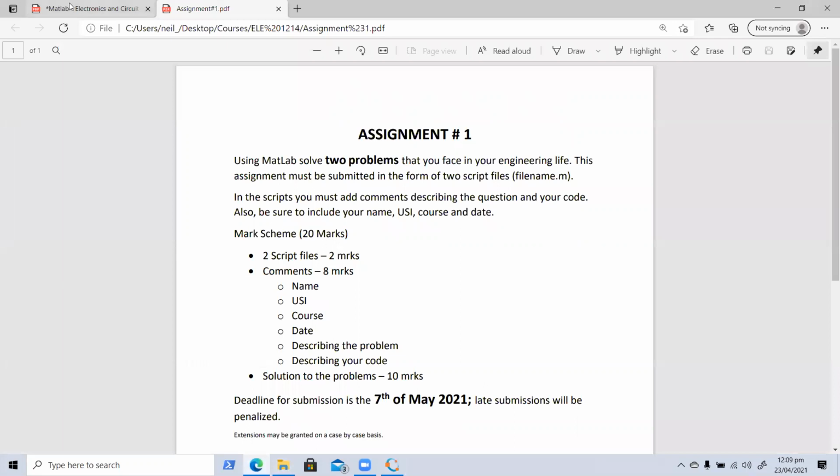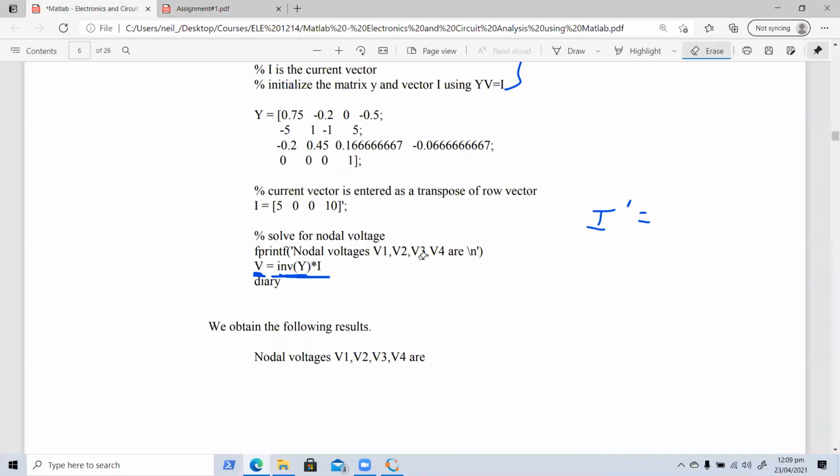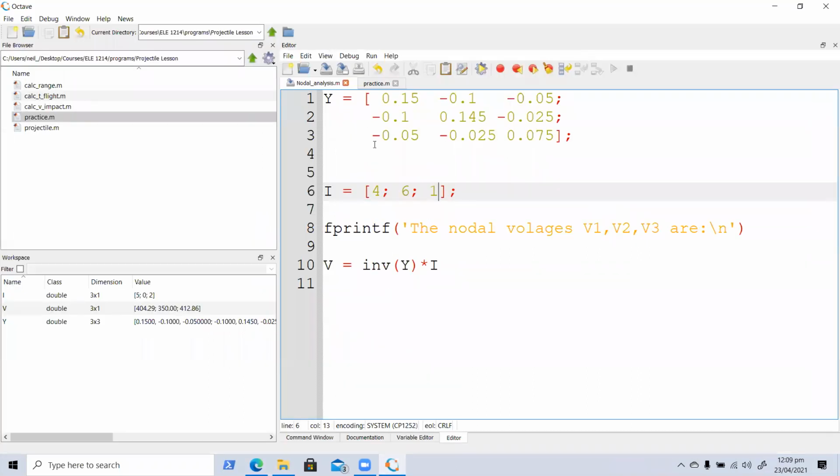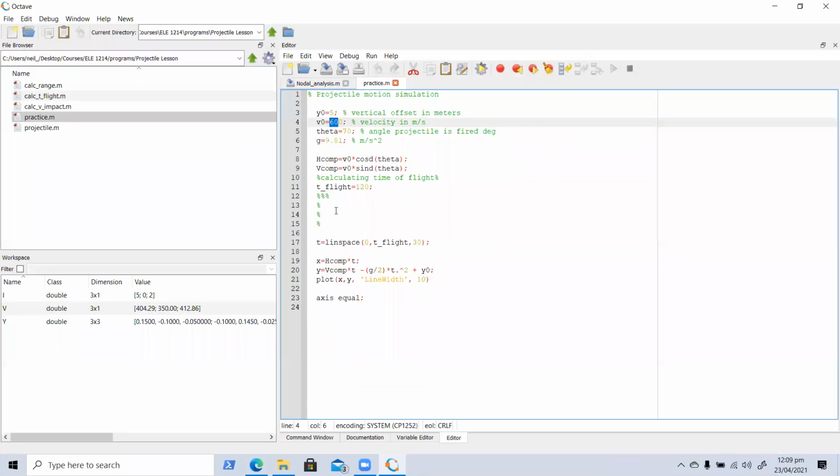Sir, that was the projectile script. Huh? That was the projectile script you sent us. Yeah, I just opened the practice one we had.